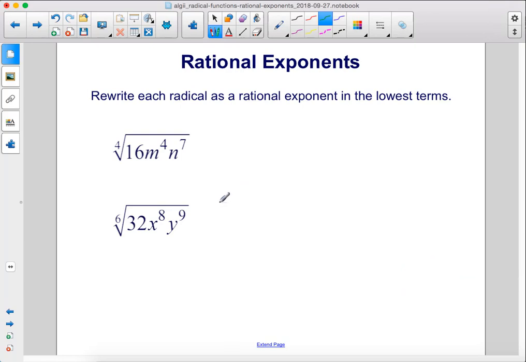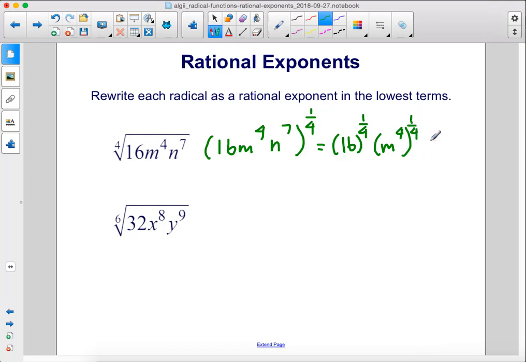Rewrite each radical as a rational exponent in the lowest terms. All right, so let's take everything in here, 16 times m to the 4th times n to the 7th, and raise it to the 1 over 4 power. This is the equivalent of raising 16 to the 1 over 4 power, m to the 4th to the 1 over 4 power, and n to the 7th to the 1 over 4 power.